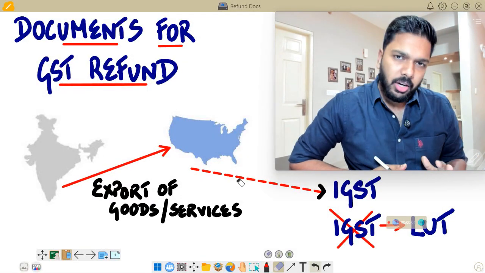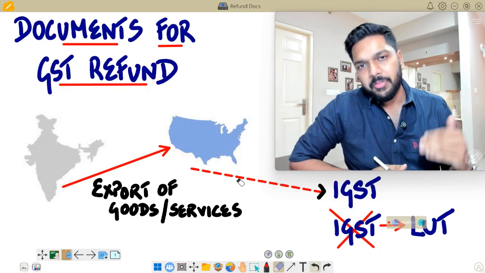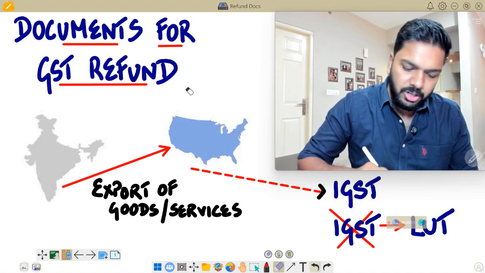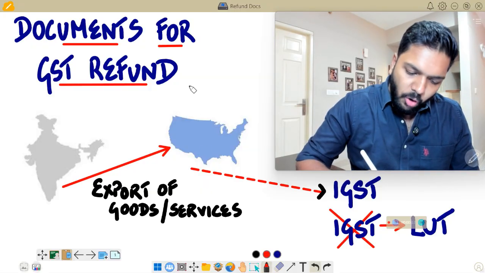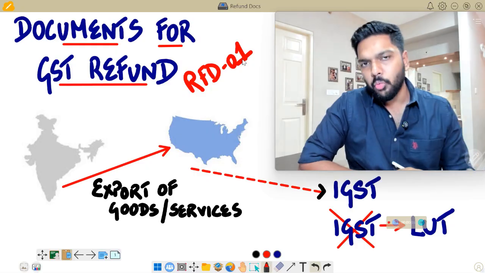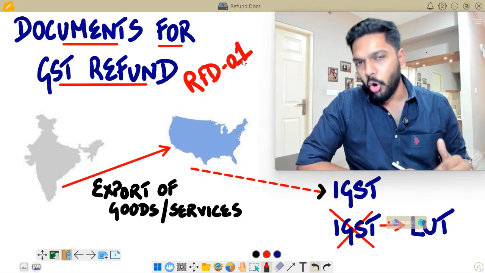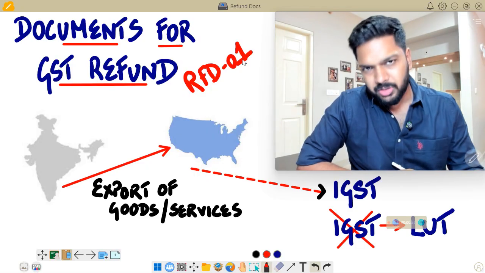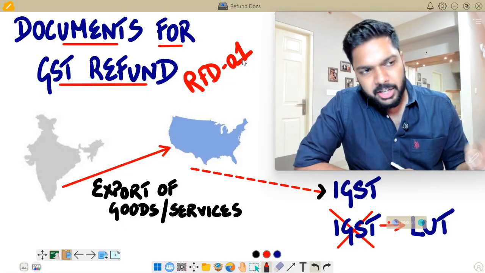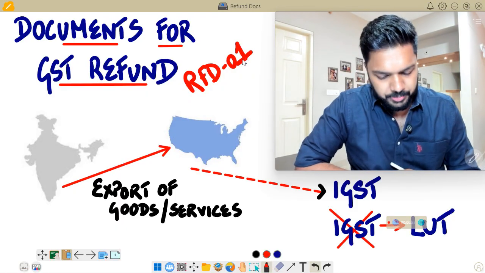So in this video, we'll try and understand the mandatory documents required to file a refund application on the GST portal in form RFD01 if you are a person involved exclusively in the export of goods or services or both from India to a country outside India, and you have a lot of unutilized GST credits from your domestic purchases.